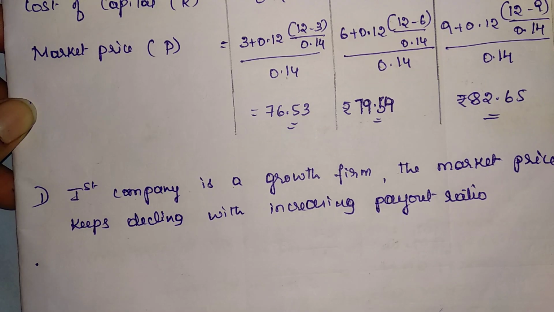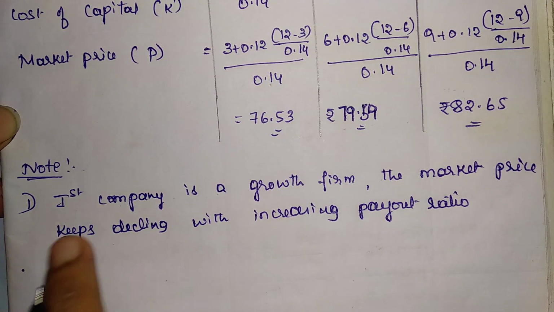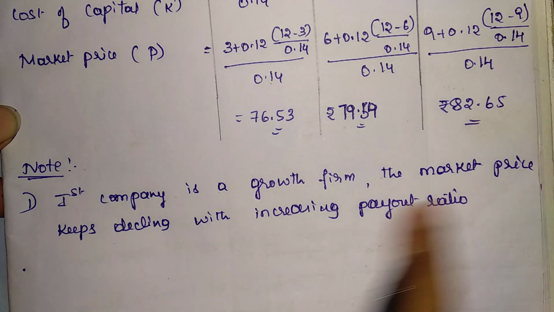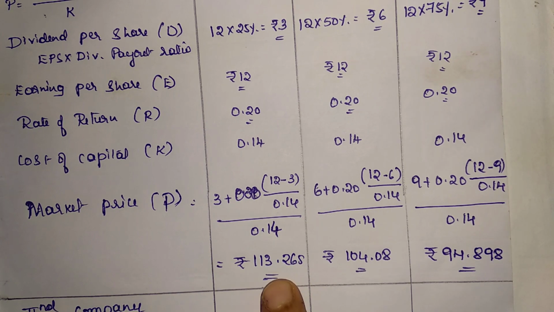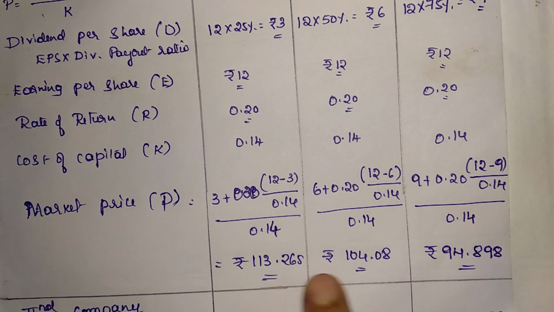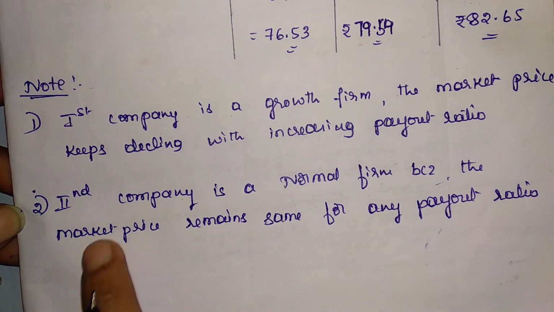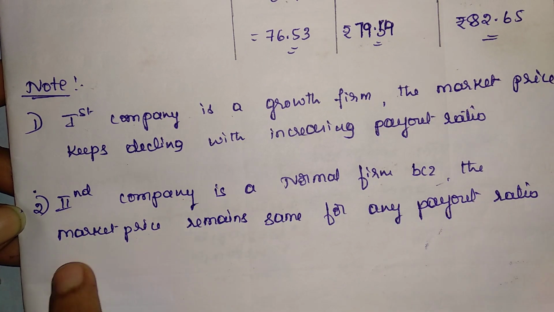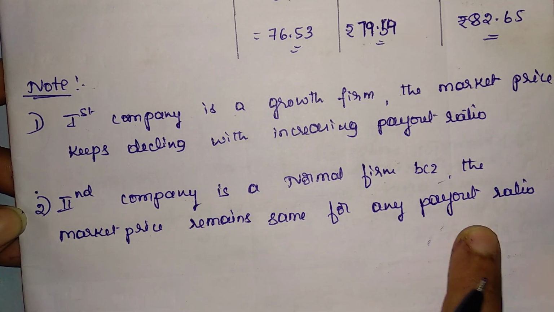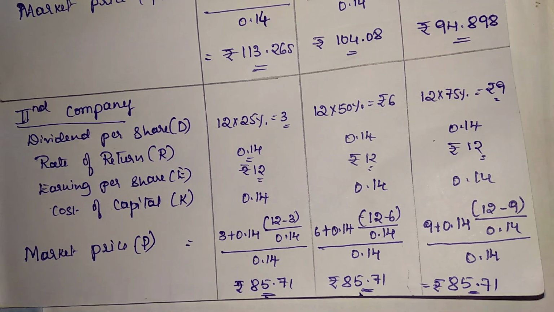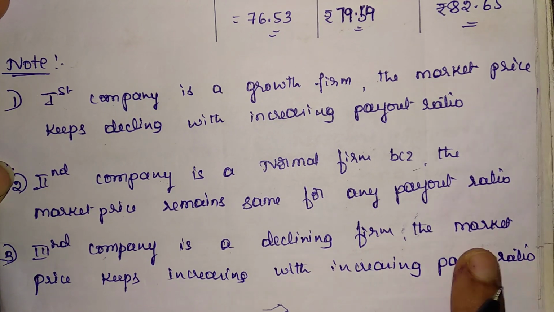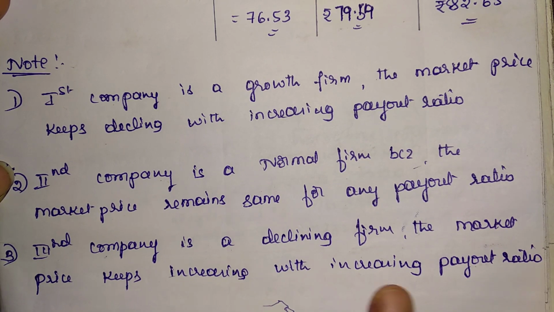So they asked us to comment. The first company is a growth firm because the market price keeps declining with increasing payout. You can see here, as the payout ratio increases, market price reduces. The second company is a normal firm because the market price remains the same for any payout ratio. You can see here it is the same for all the payout ratios. The third company is a declining firm, the market price increasing with the increasing payout ratio.